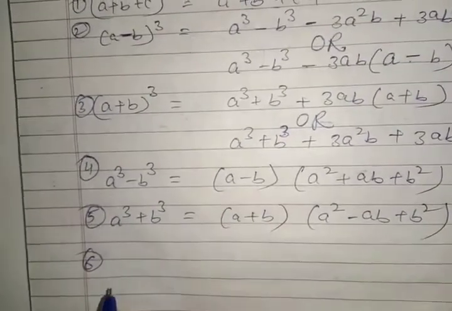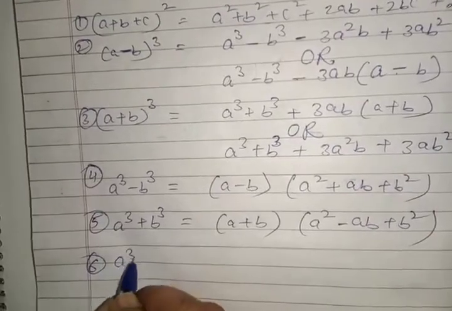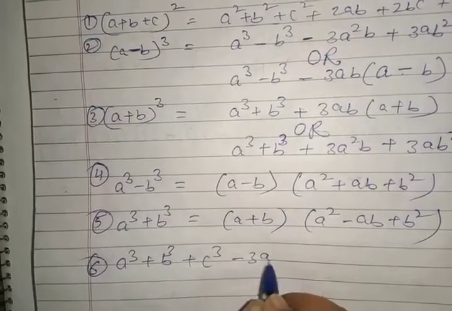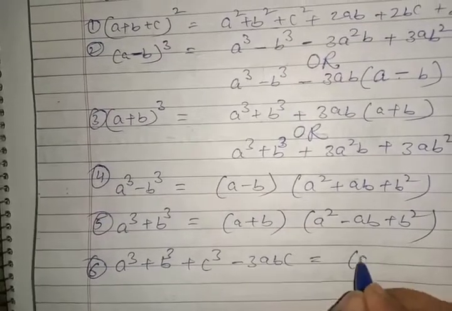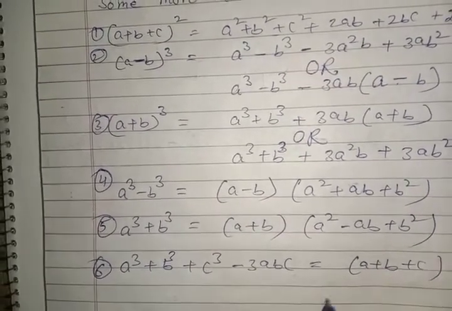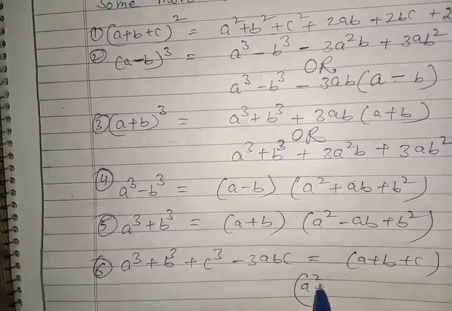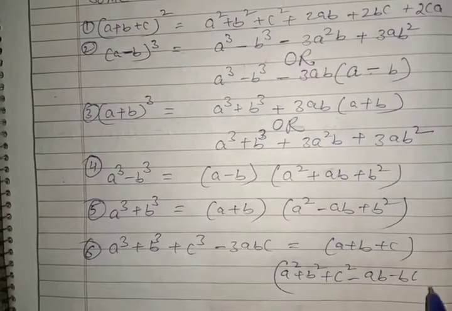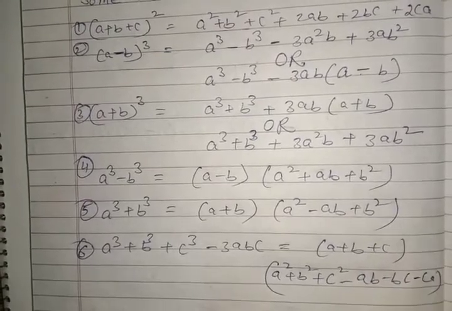Then one more in your syllabus, which is a³ + b³ + c³ - 3abc, which equals (a + b + c) in one bracket, and in another bracket a² + b² + c² - ab - bc - ca.